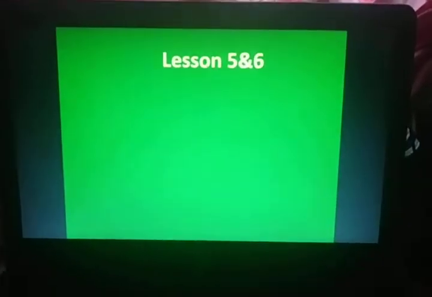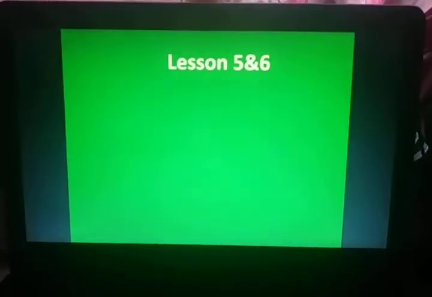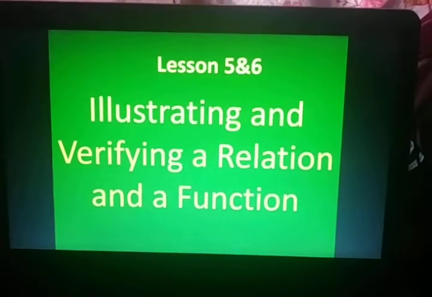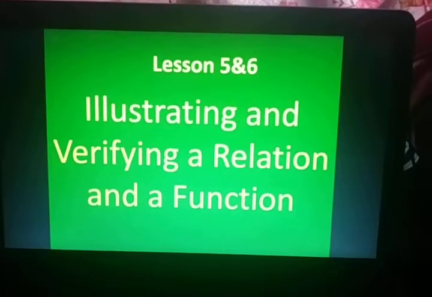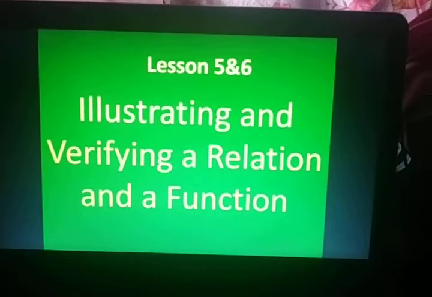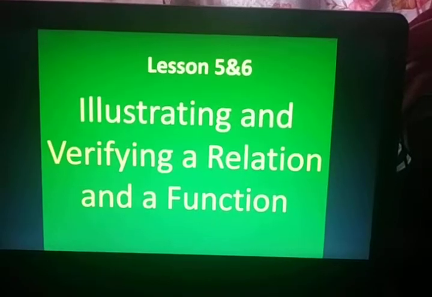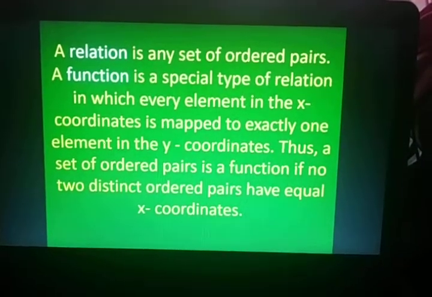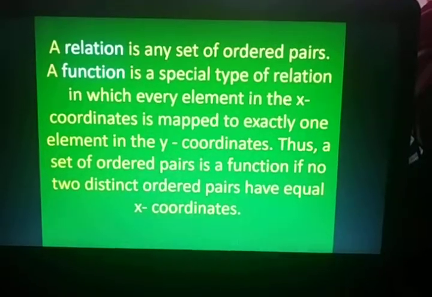This will be 2 lessons in one PowerPoint presentation because they are so related. This is entitled Illustrating and Verifying a Relation and Function. So we will illustrate and then verify whether the given is a relation and a function. But first, let us determine the definition of what a relation and a function is. This is related to mathematics.